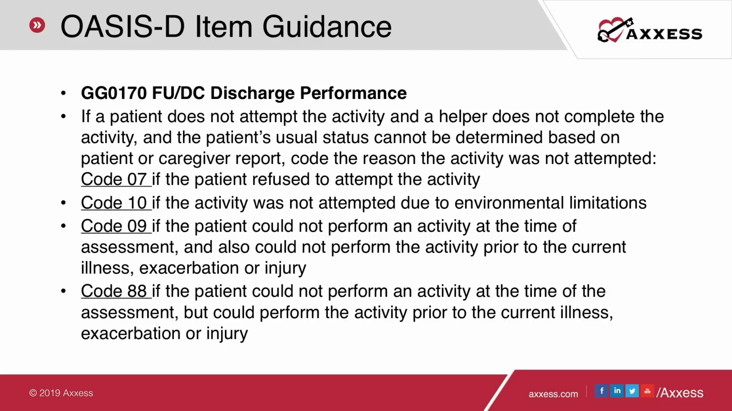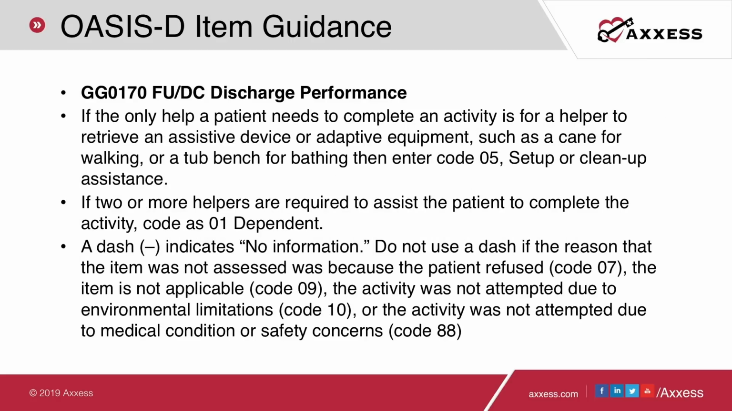All right, on follow-up and discharge performance, if a patient does not attempt the activity and the helper does not complete the activity and the patient's usual status cannot be determined based on patient or caregiver report, then you're going to code the 7, 10, 9, or 88 appropriately. If the only help a patient needs to complete an activity is for a helper to retrieve an assistive device or adaptive equipment like a cane for walking or a tub bench for bathing, then number 5, setup or cleanup assistance would be appropriate.